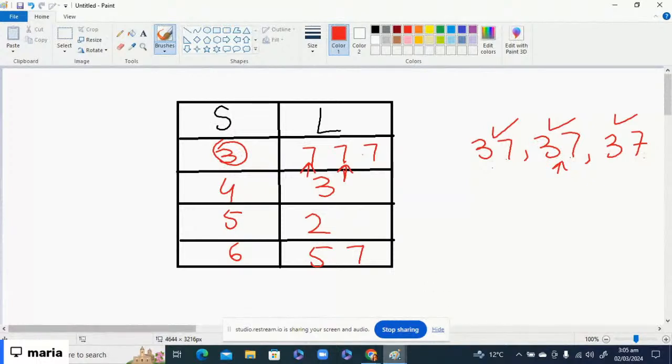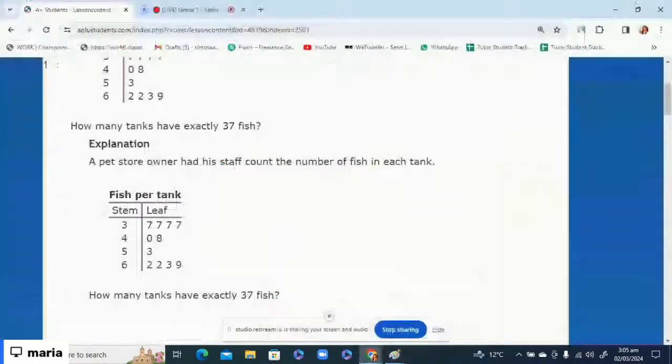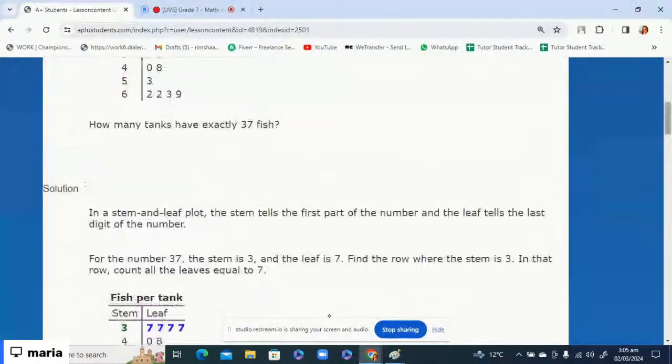So exactly how many? Exactly 3 tanks have exactly 37 fish. Now here is 4, 7, so you can say that 4. Okay, let's do this one.